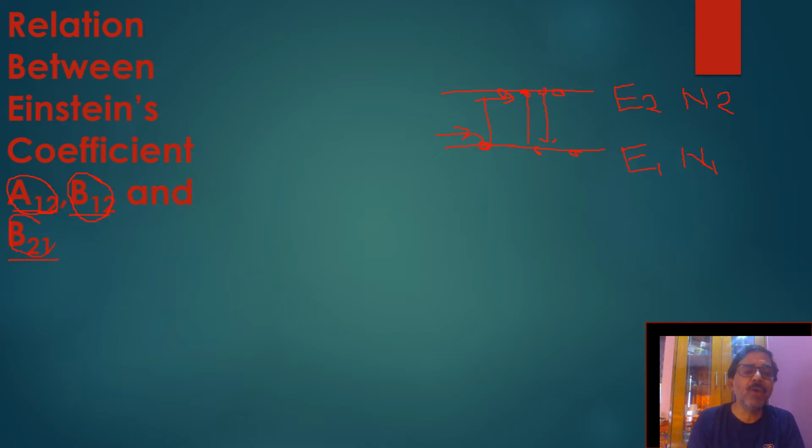So we are going to have the relationship between these coefficients, that is A21, B12 and B21. Let's look into it, and let me delete all these extra things that I have written so that we can understand with clarity.